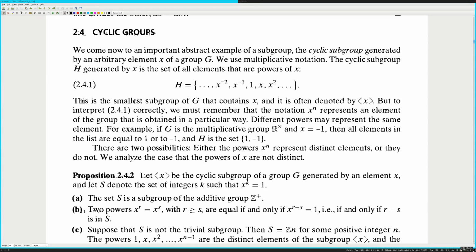This is Abstract Algebra. I'm not sure which video. We're reading section 2.4 of Artin, which is cyclic groups.